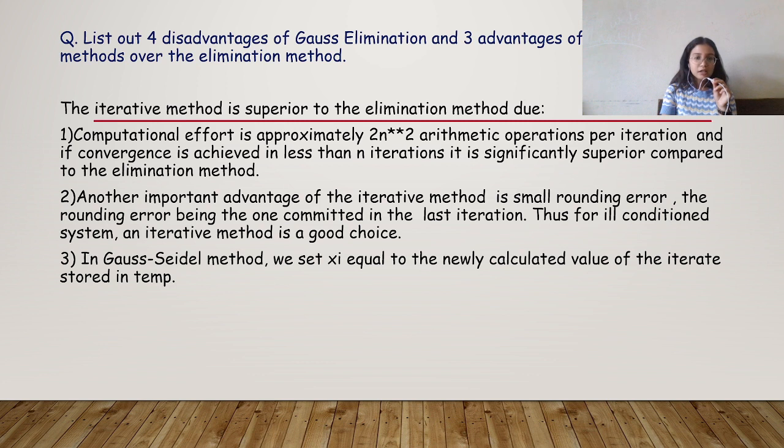Thus, for an ill-conditioned system, an iterative method is a good choice. Third, in the Gauss-Seidel method, we set xi equal to the newly calculated value of the iterate stored in temp.